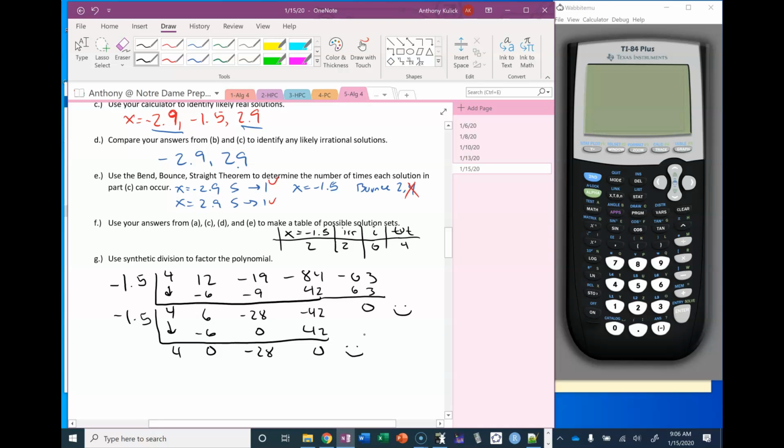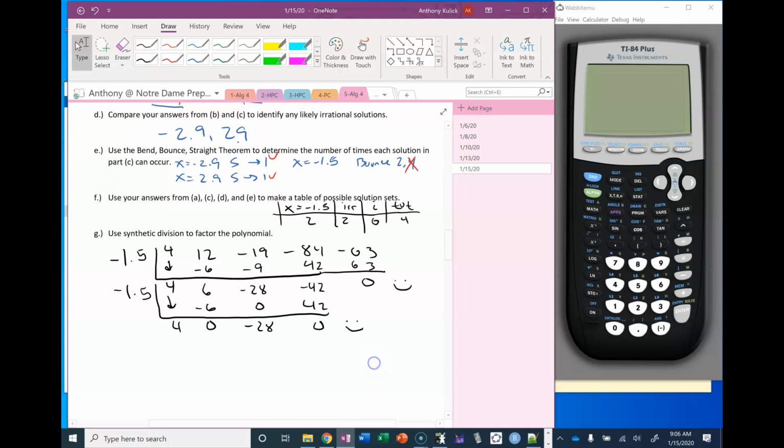So that works. So because negative 1.5 gives me a remainder 0, I have x plus 1.5. And because it gives me a remainder 0 second time, I have another x plus 1.5. And then my leftovers are 4x squared minus 28.